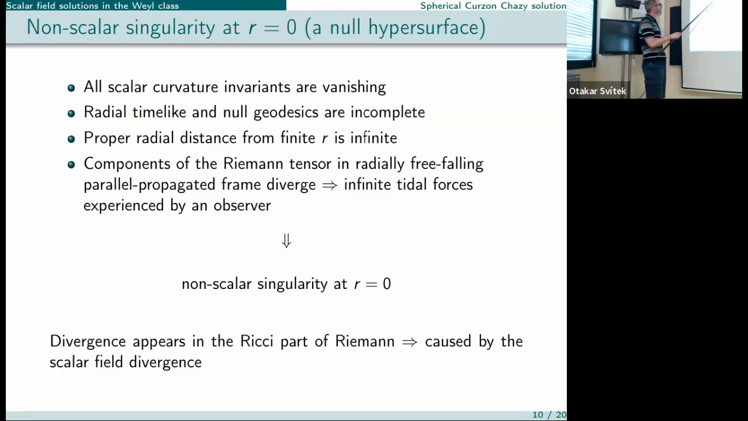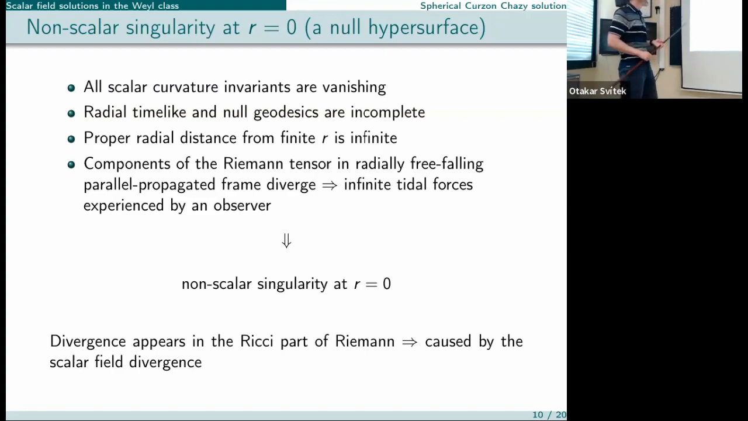On the other hand, radial time-like and null geodesics are incomplete there. So in the left part, away from the throat, the time-like and null geodesics are incomplete, while the proper distance to R equals 0 is infinite. So something is at infinite distance, but in principle you can get there in finite time as a time-like observer. So there is something strange happening. And although the curvature invariants are vanishing, some components of the Riemann tensor in a parallel propagated, radially infalling frame to this position R equals 0 really diverge. So the observer really experiences infinite tidal forces.